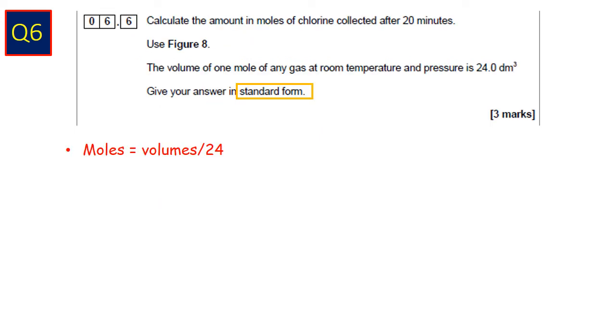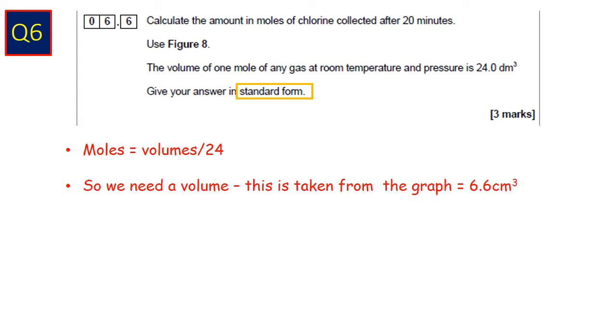So we're asked to calculate the amount in moles of chlorine collected after 20 minutes. The volume of 1 mole of any gas at room temperature and pressure is 24 decimetres cubed. Give your answer in standard form. They also hint that we need to use a graph. So they've mentioned 24 decimetres cubed. That tells me I want to use this equation, moles equals volume divided by 24. So I need to get my volume from the graph, and if I go back and do that, I get a value of 6.6 centimetres cubed.